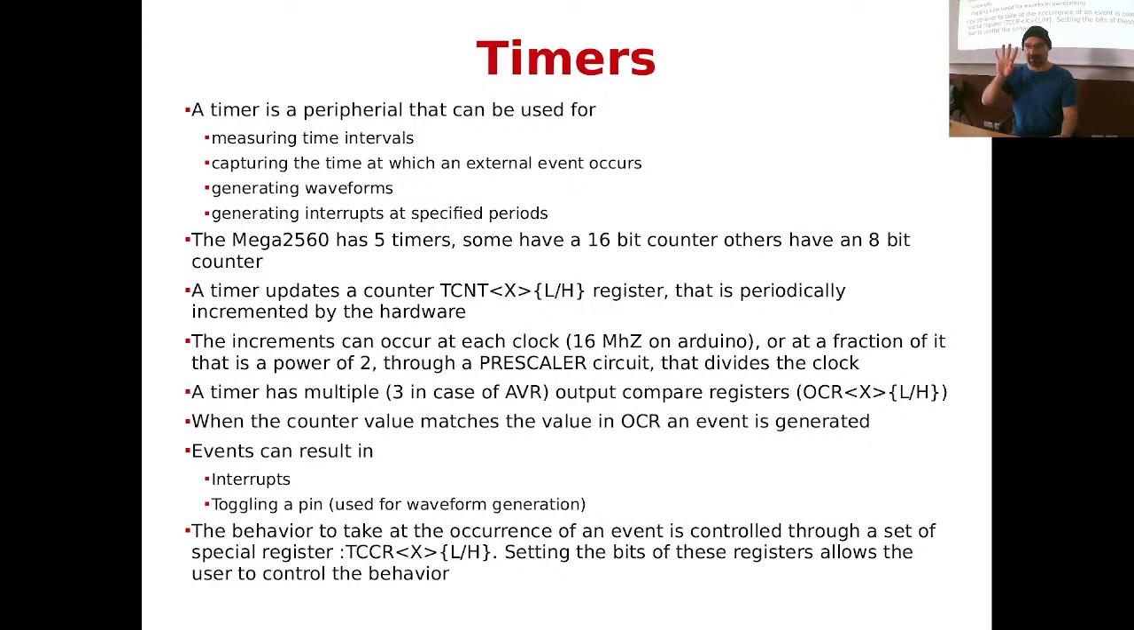Okay? So, let's wrap up the timers. We have three kinds of registers attached to a timer. One register, which is the counter, which is incremented by itself. A bunch of registers, which are the output compare, which are attached to the same counter. Then we have a prescaler, that is the thing that divides the clock. And ultimately, clearly, we have a control register that will be used to configure the different behaviors of a timer.